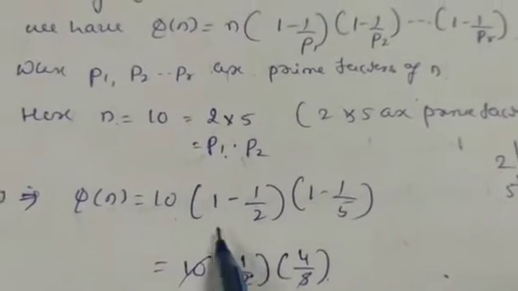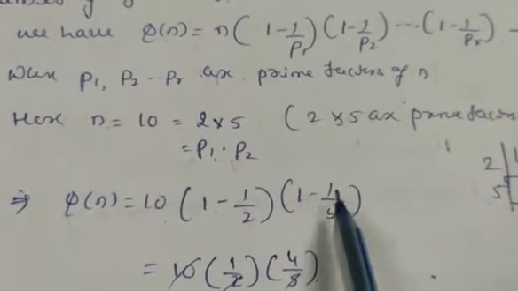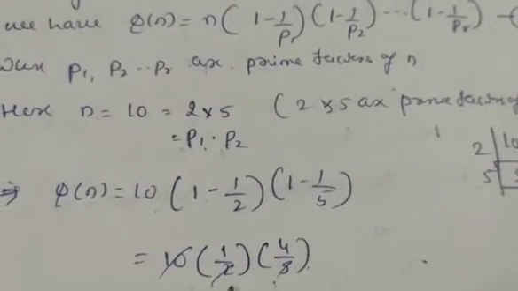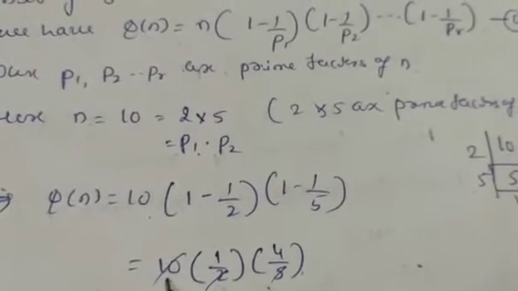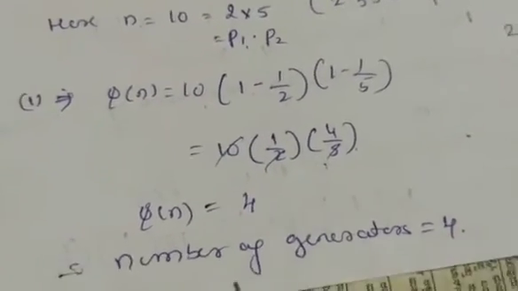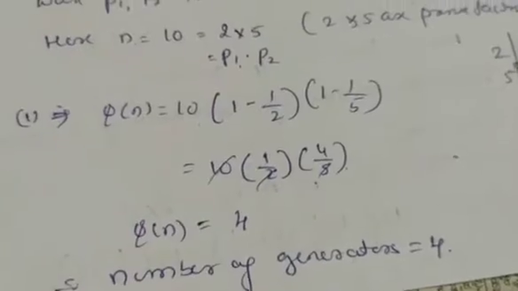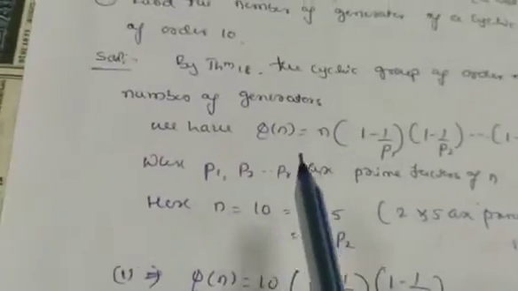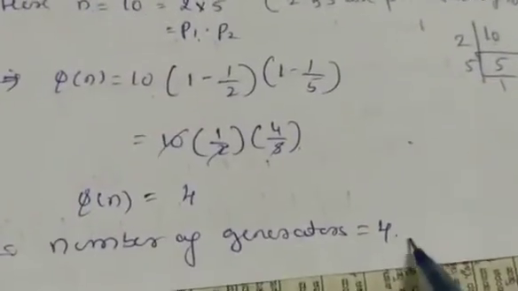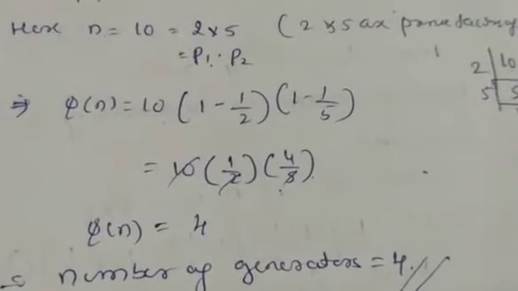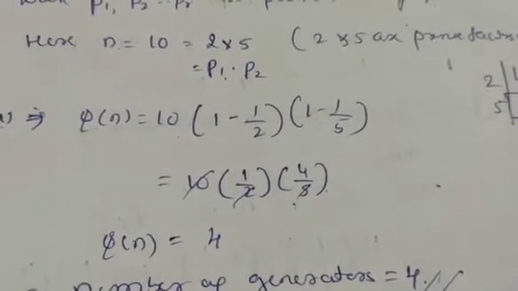So 10 into 1 minus 1 by 2 is 1 by 2. 1 minus 1 by 5 is 4 by 5. So 5 2s are 10. This 10 gets cancelled. 1 into 4 is equal to 4. Therefore, the number of generators of this group whose order is 10 is equal to 4. It has 4 generators. Like this we can find the number of generators.